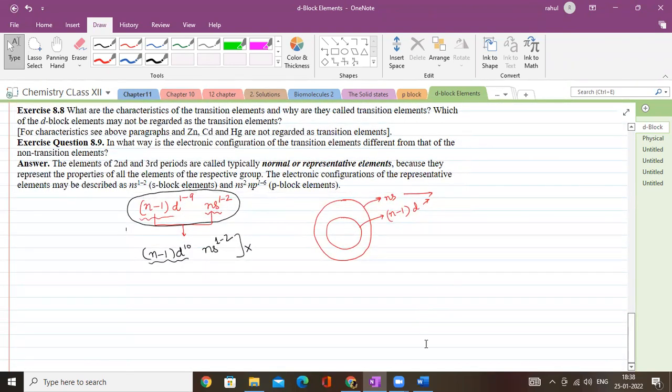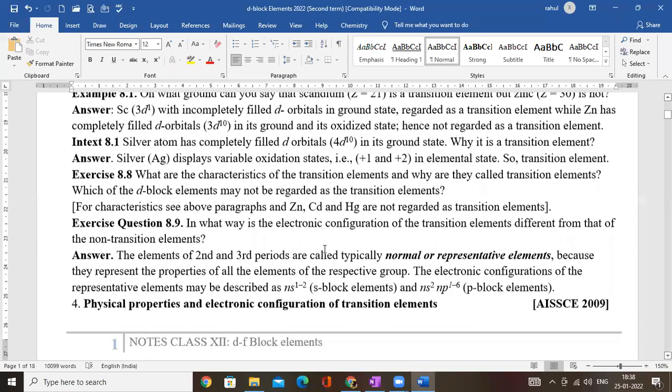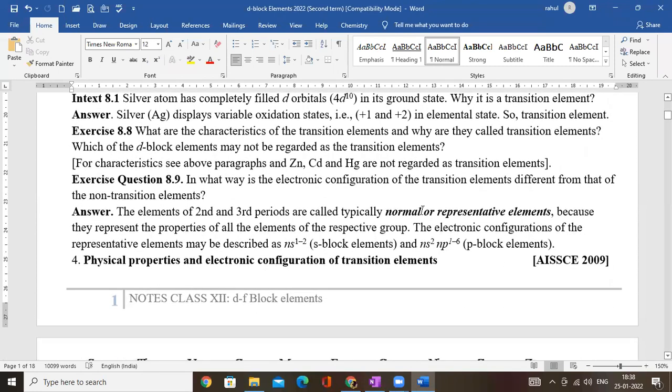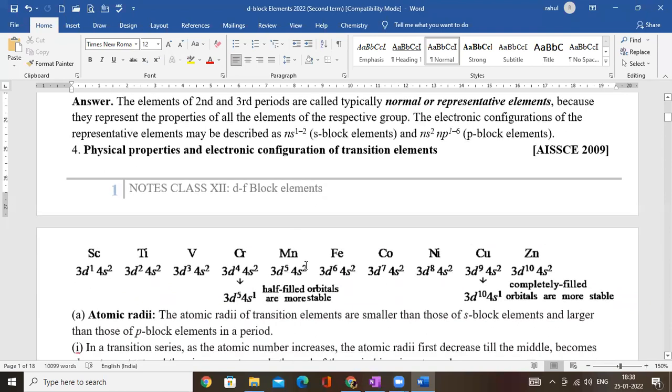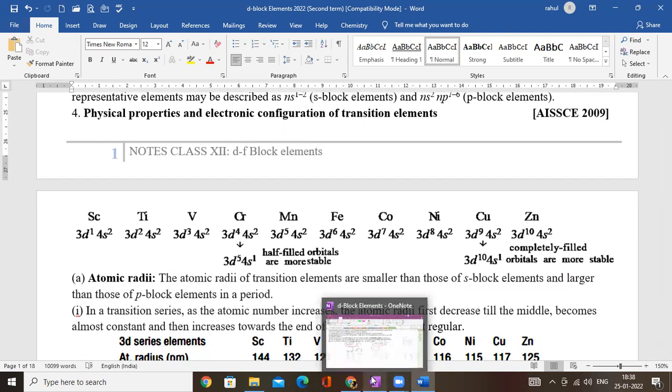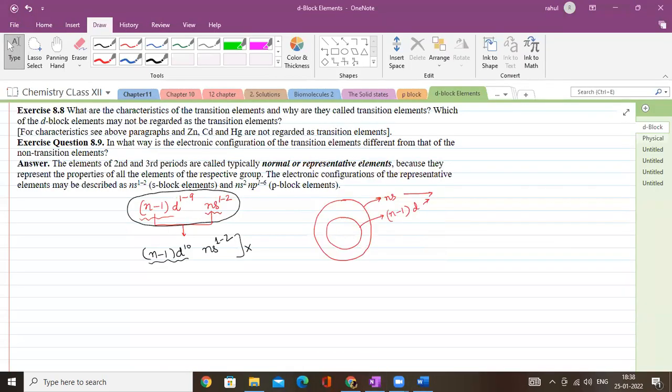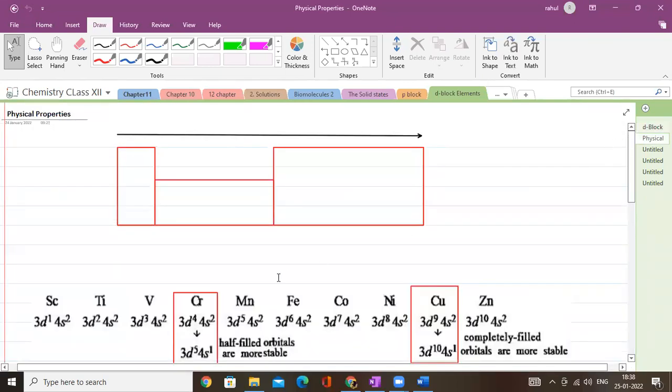We will now take up the next topic. We have done all of them. Now let's go to the physical properties and electronic configuration of the transition elements. I have already taken up the electronic configuration, so I'm not going to discuss it right now. I am directly going to the physical properties, and of course that's the atomic radii, the first physical property that we are going to discuss.